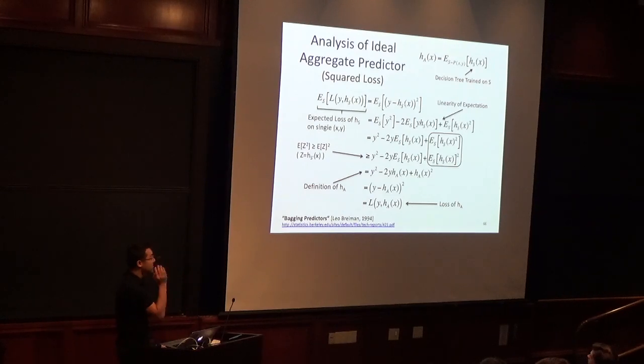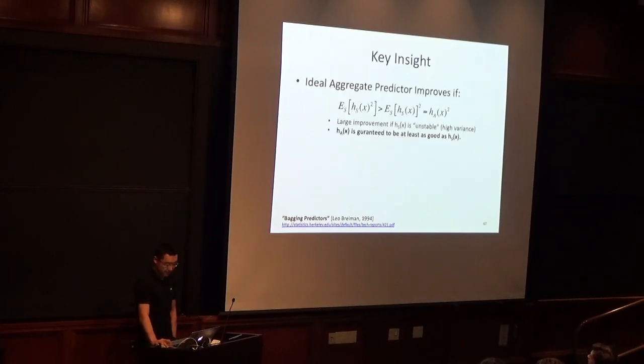Again, this proof is actually very simple. It's just very simple manipulations of arithmetic and algebra. So even though it looks kind of messy, it's actually extremely simple. The key insight is that the ideal aggregate predictor improves upon the expected error of any particular individual classifier or model that you train if this inequality is large. This inequality always holds as a greater than or equal to. It gets better and better if this gap is huge. And intuitively, this gap is huge if the individual model from the model class is unstable because of high variance.